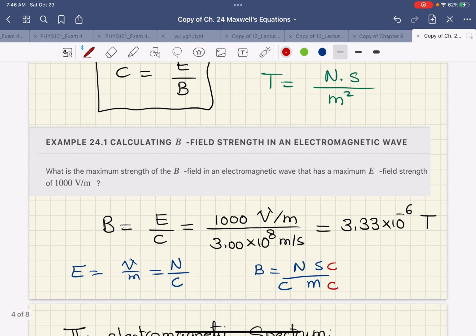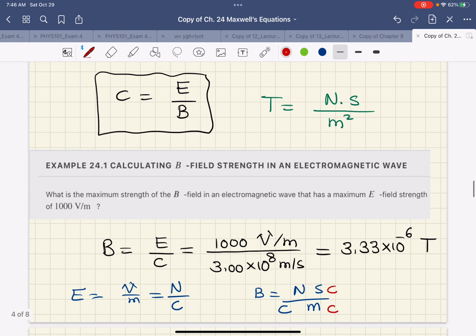What is the maximum strength of the B field in an electromagnetic wave that has a maximum E field strength of 1000 volts per meter? It's just a simple application of the equation. B is E over C: 1000 volts per meter divided by 3 times 10 to the 8 meters per second. This is going to be 3.33 times 10 to the negative 6 Teslas.